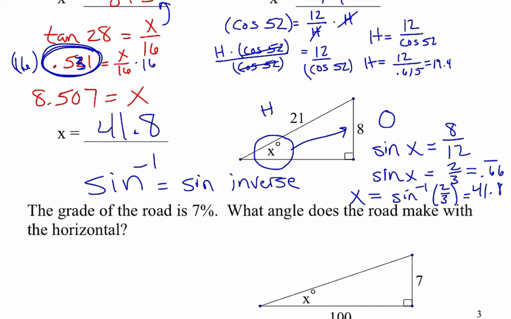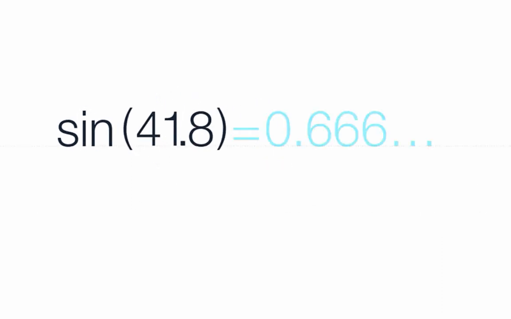And if we want to verify that, let's just go back and make sure on our calculator that the sine of 41.8 degrees is going to come out to 2/3. And look, there it is. So it's simply the inverse. It's like addition is the opposite of subtraction. Sine inverse or arcsine is the opposite of asking the calculator what the sine is.